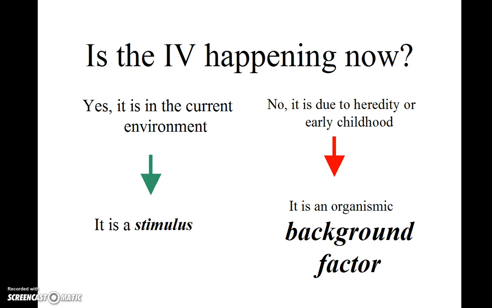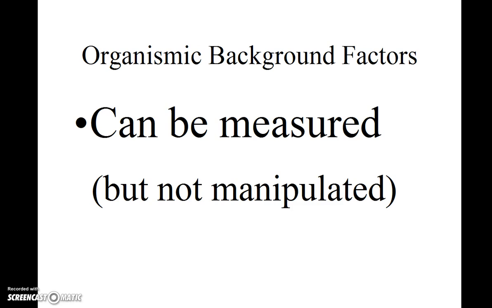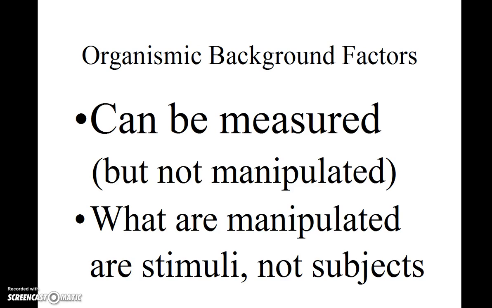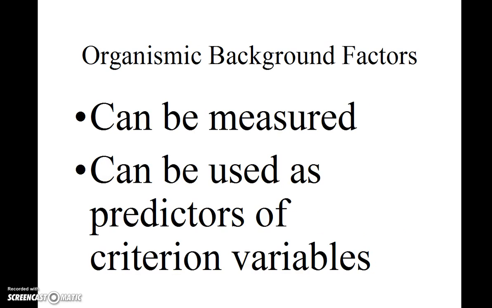Now, if the independent variable is not something happening right now in the subject's environment, is it due to heredity or early childhood? If so, it is an organismic factor, a background variable. It's something that can be measured but not manipulated. Remember, what we manipulate are stimuli, not the subjects, not the organisms. Now, these background factors can be used as predictors of criterion variables.